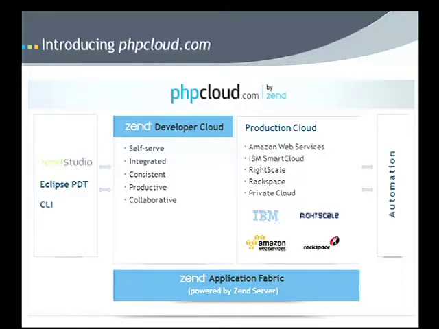The second component is the Zend Application Fabric. That's really our production runtime that is elastic, scalable, highly available. It is built on Zend Server, completely API-enabled, automated, and pre-integrated into a variety of clouds.